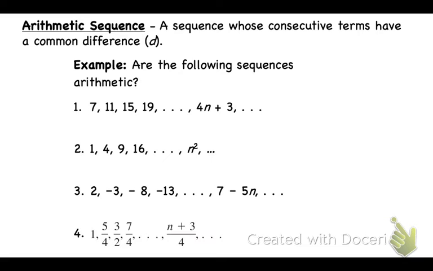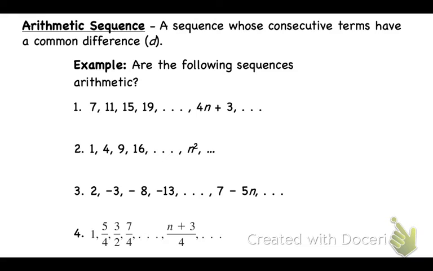Okay, an arithmetic sequence is a sequence whose consecutive terms have a common difference. D means I'm adding or subtracting the same thing every time. I find the common difference by taking the second term minus the first, the third minus the second, the fourth minus the third, just like you would find any other time if I wanted the difference between numbers. So I have the following sequences.